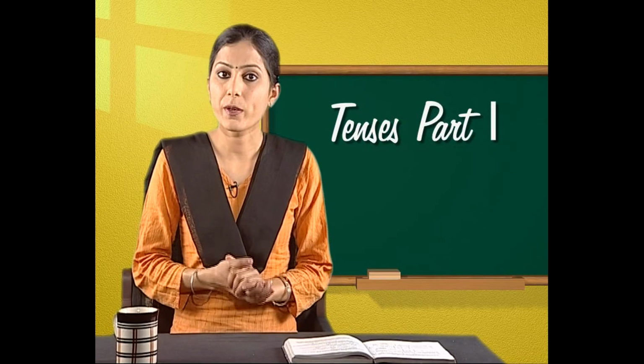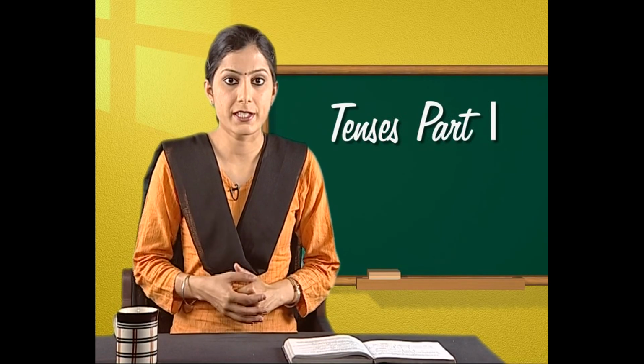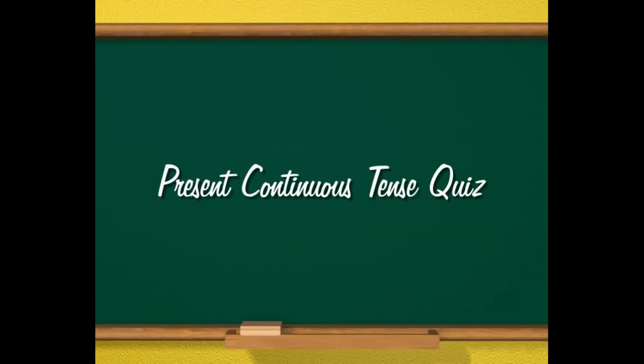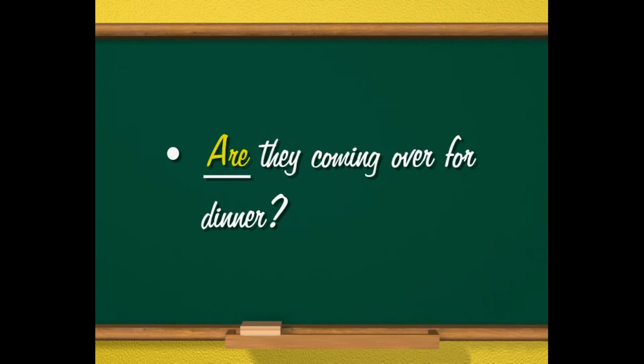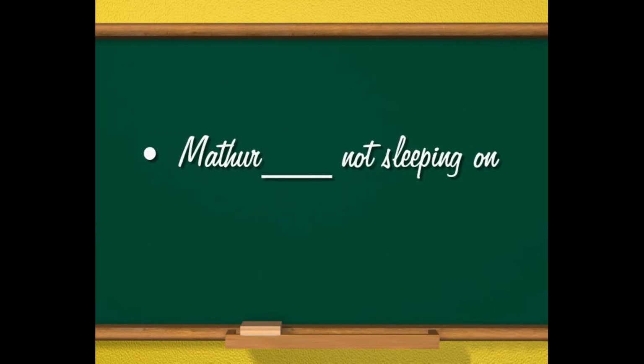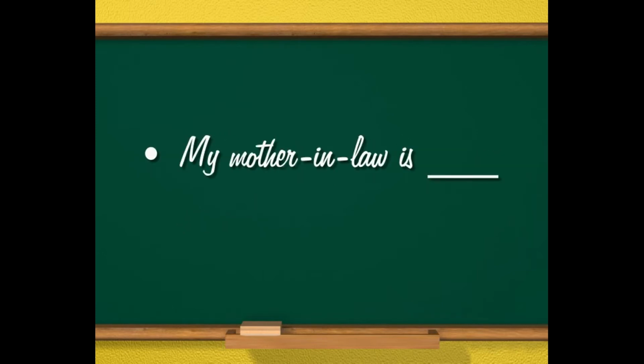Let's see how much we have learned. You can attempt to do the quiz. Present continuous tense quiz. Dash, they coming over for dinner? Answer, are. Mathur dash not sleeping on our sofa. Answer, is.